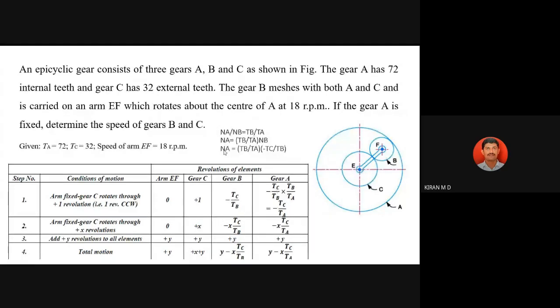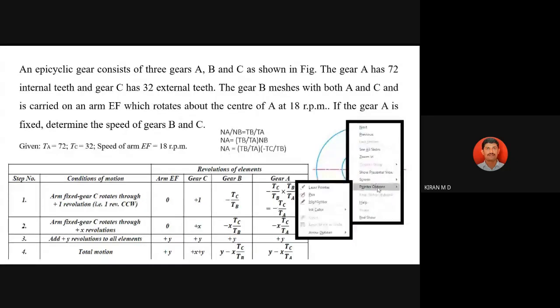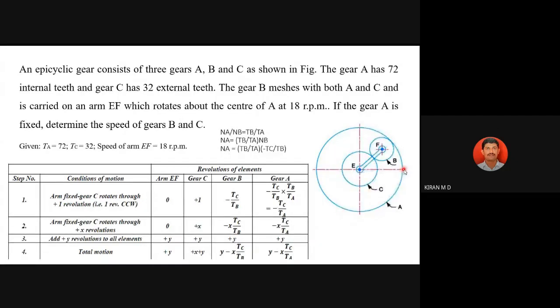To find the speed of this gear, NA by NB is equal to TB by TA. So we require NA. So NA is equal to TB by TA into NB. What is the speed of gear B? Speed of gear B is minus TC by TB. So here this TB gets cancelled, and it will become minus TC by TA.